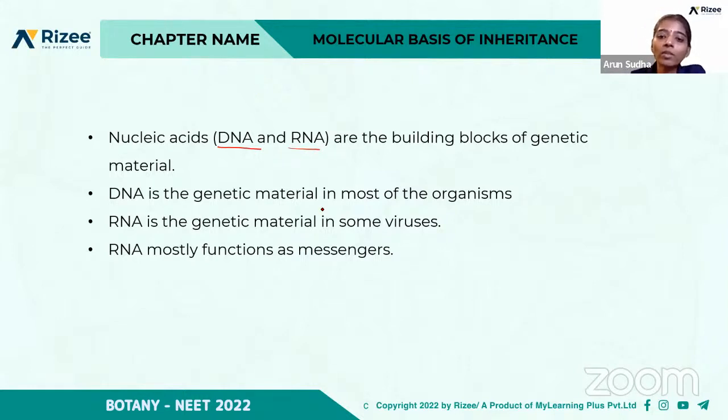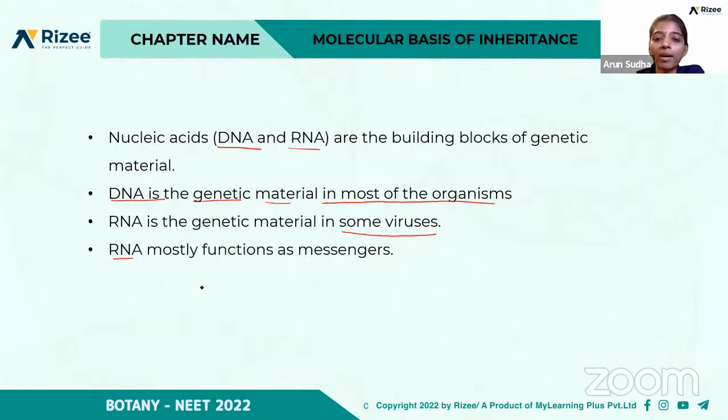So nucleic acids are commonly DNA and RNA. And in most of the organisms, DNA is the genetic material. So DNA acts as a genetic material in most organisms. But RNA is also a genetic material in some viruses. So they contain RNA as the genetic material. So what is the main role of RNA then? It acts as a messenger.